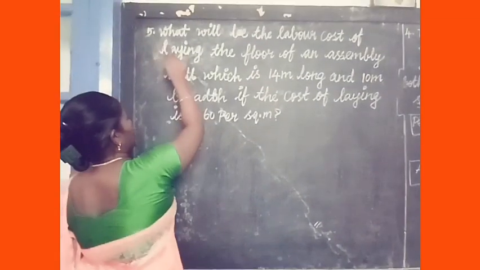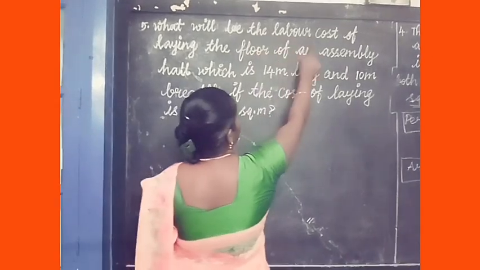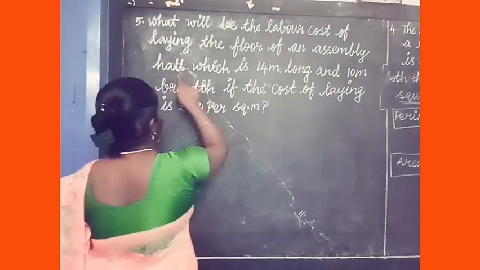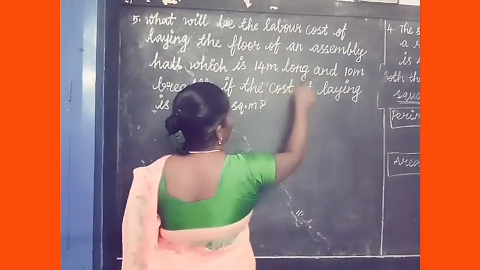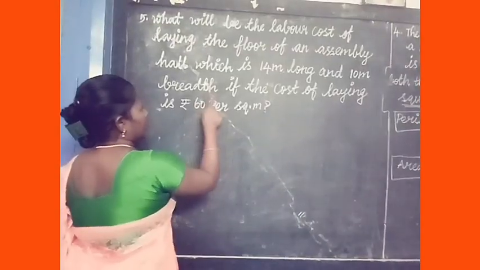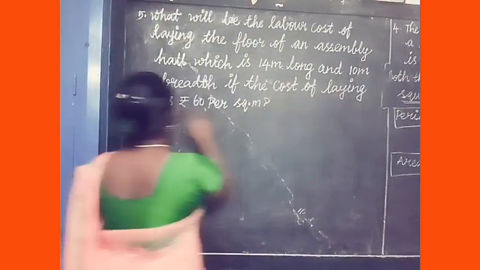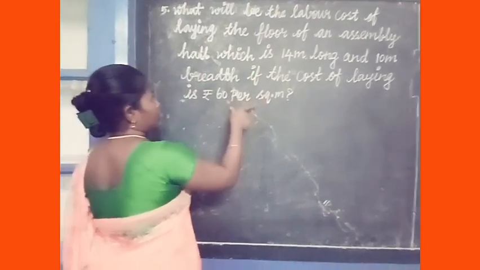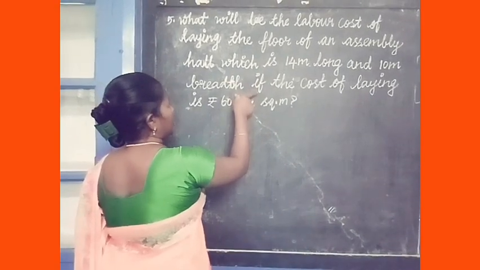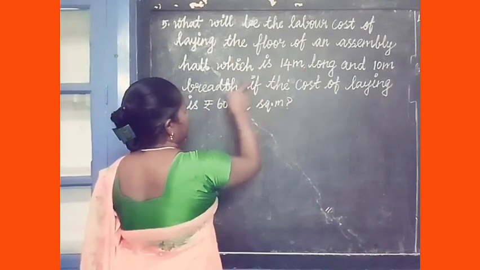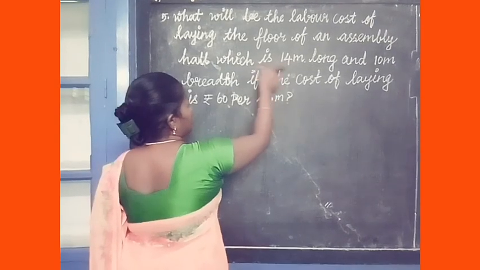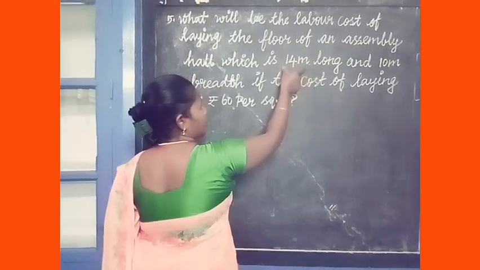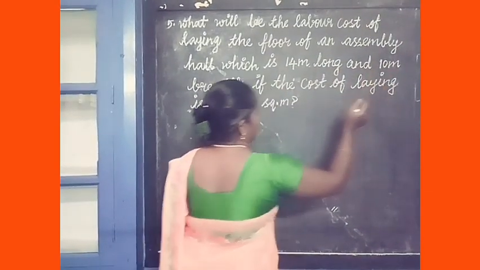See the fifth question. What will be the labor cost of laying the floor of an assembly hall which is 14 meter long and 10 meter breadth, if the cost of laying is rupees 60 per square meter? Children, in this question, what values are given? One assembly hall's length and breadth value is given. The assembly hall length value is long, means length we have to consider. So length value is 14 meter and breadth value is 10 meter.